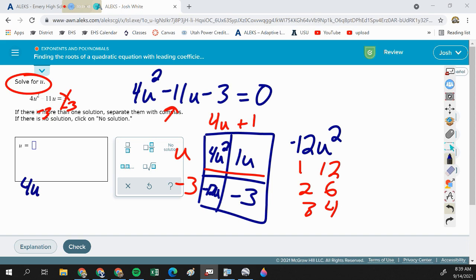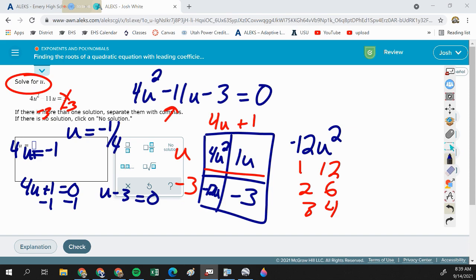So 4u plus 1 equals 0, and u minus 3 equals 0. Subtract 1, and I get 4u equals negative 1. Divide by 4, and u is negative 1/4. And then add the 3, and u equals those two numbers. All right, that's it for 2.0b. Get to work.